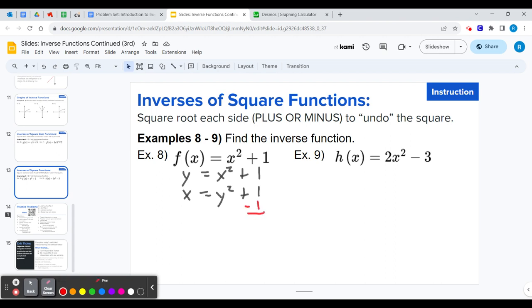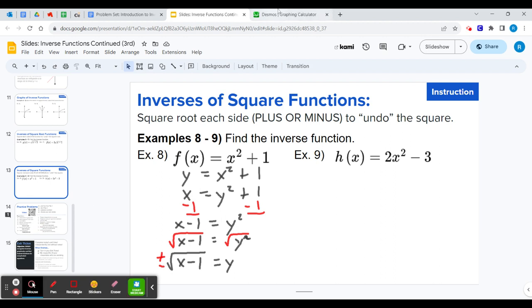We can move our 1 over just like we normally would. We get x minus 1 equals y squared. Now to undo a square, we can take the square root of both sides. So we take the square root of x minus 1, and we take the square root of y squared. That will just leave us with y on the right, and we're left with the square root of x minus 1 on the left. Now, we need to throw a plus minus sign in front of this square root. And here's why.